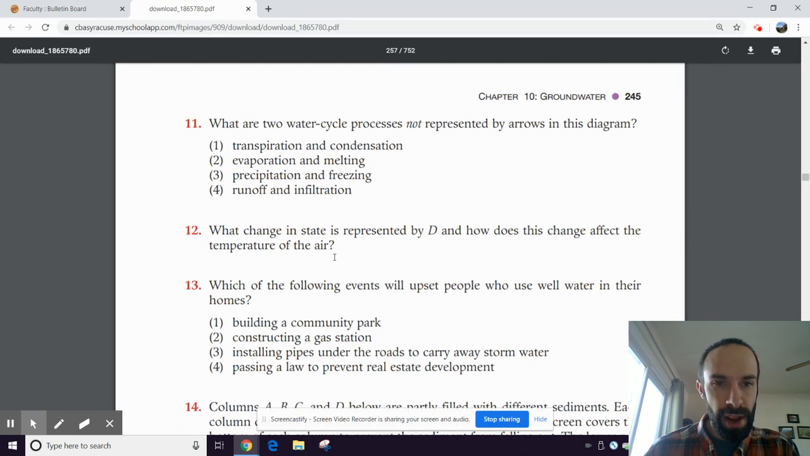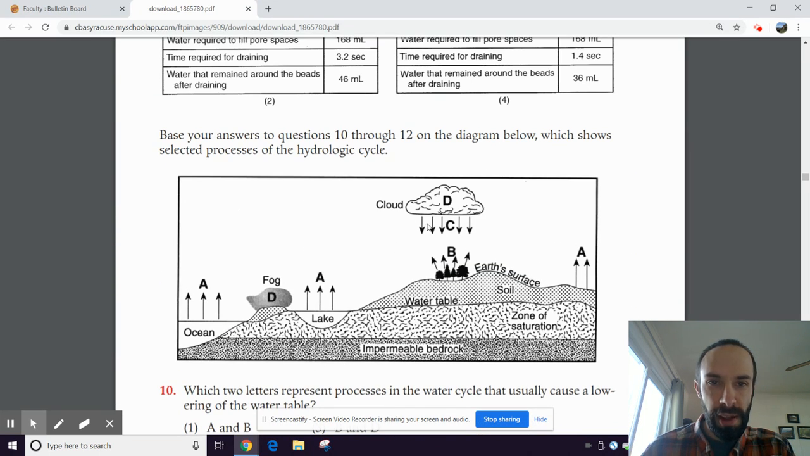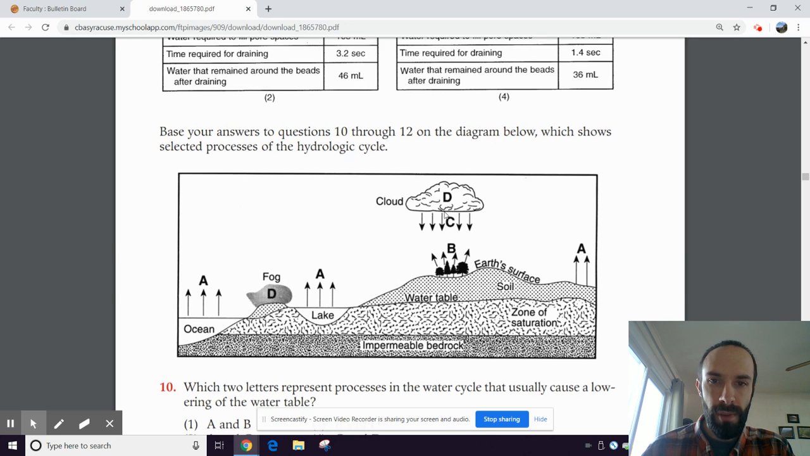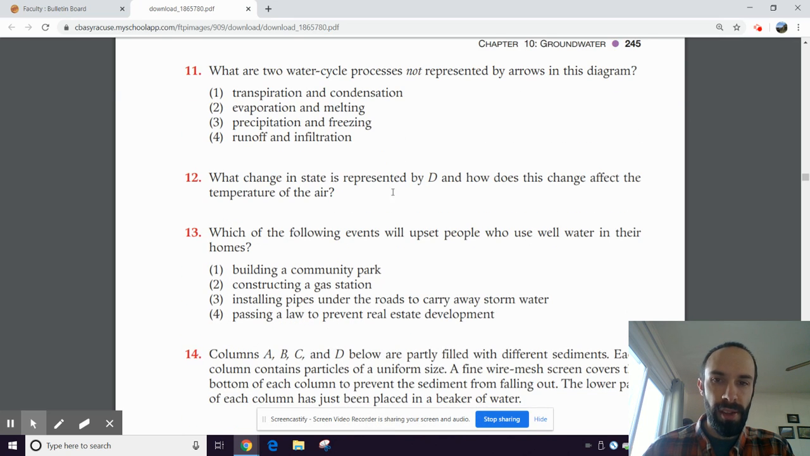Short answer. What change in state is represented by D, and how does this change affect the temperature of the air? Okay, well, this is condensation, represented by D. We haven't learned about the change in the temperature of the air when this happens. We'll talk about that later on. You guys don't need to know that yet because we're going to be talking about clouds with meteorology. So ignore the rest of that question. Condensation is really the answer here.